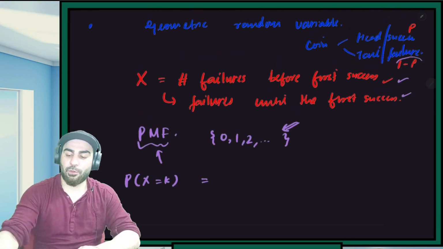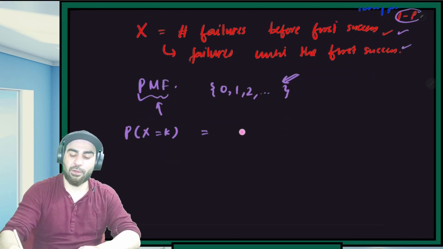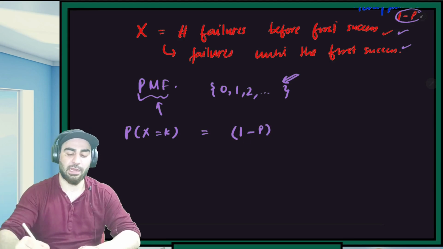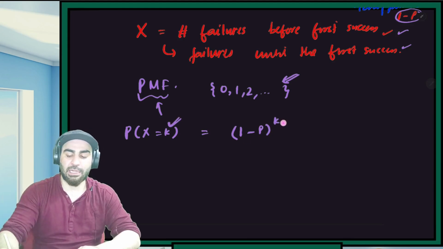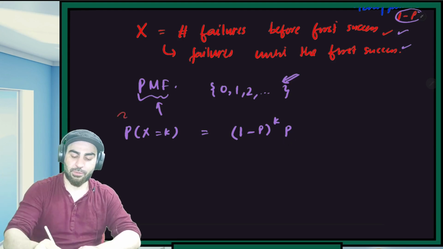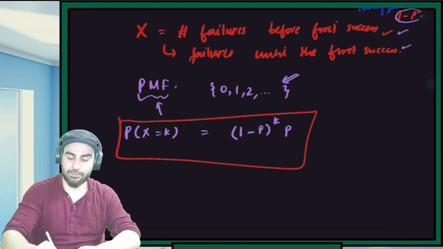If you see, the probability of failure is 1 minus p. If I have to write it, I'll say 1 minus p is the probability of failure. So how many failures have we observed? I'll observe k failures until the last success. So I'll write the last success. This over here will give me the PMF, the probability mass function.